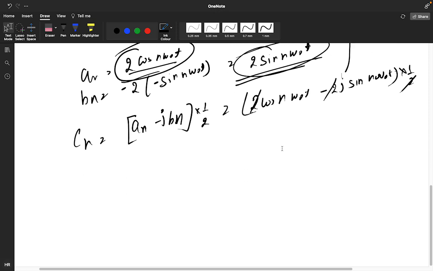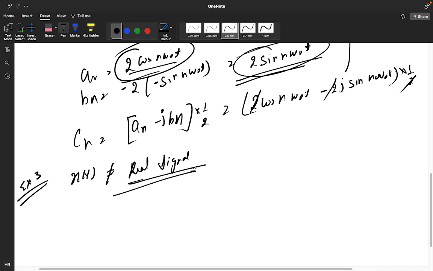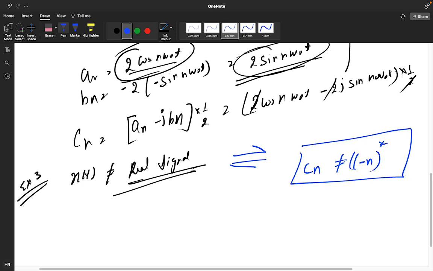Example 3. In example 3, it's given x of t is not a real signal. So if x of t is not a real signal, that means c of n is not equal to c of minus n conjugate, according to the previous concept, right? And you need to find the value of an and bn.